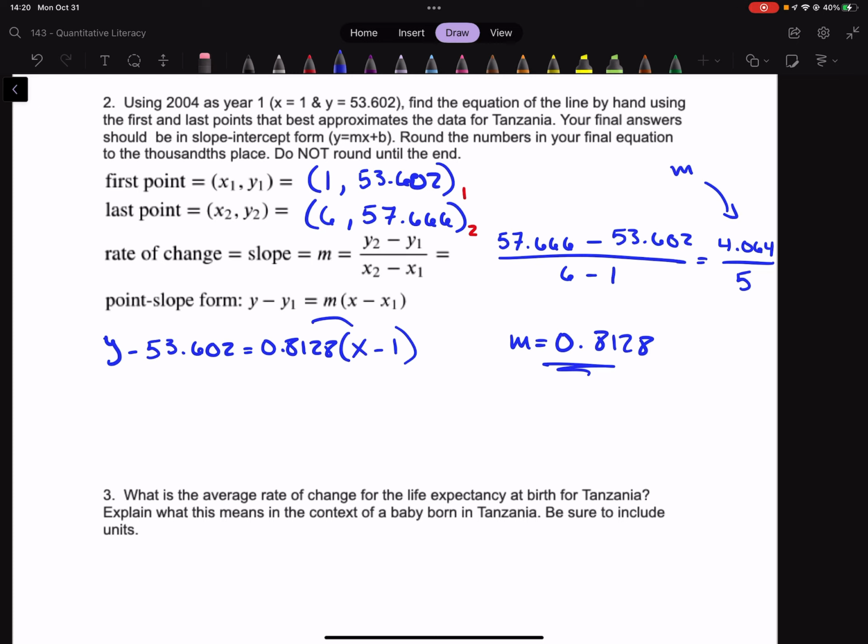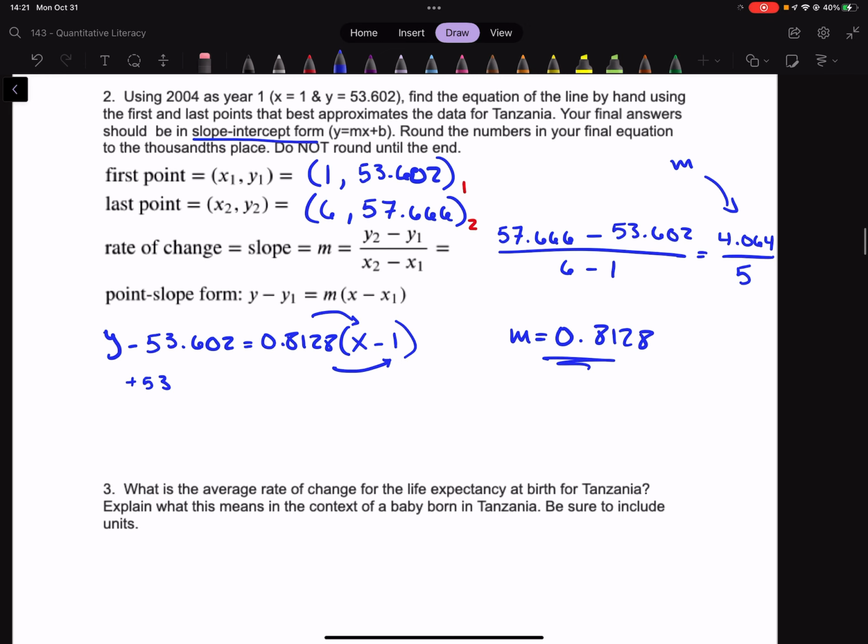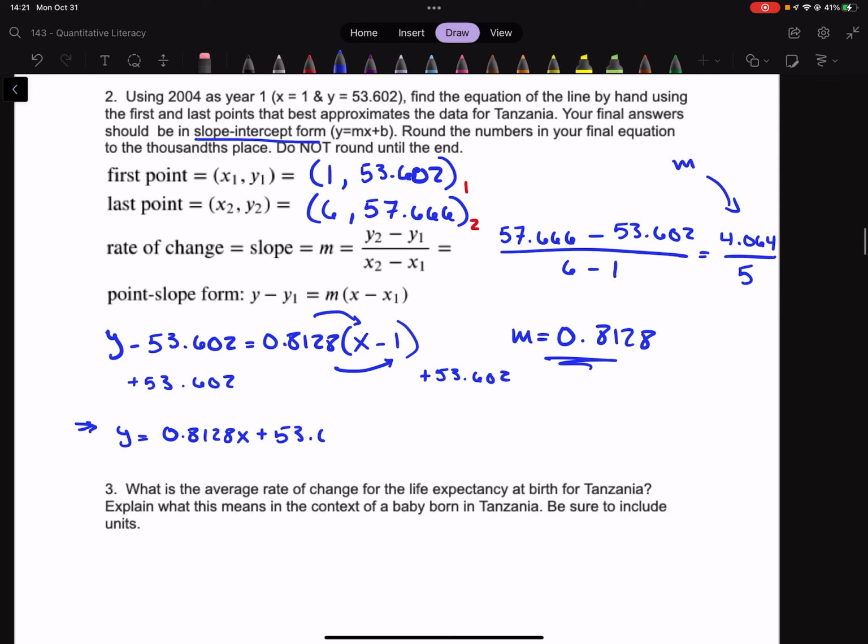So now we just need to distribute this through, and we're going to add 53. Wait, where do they want this in? They want it in slope-intercept form. So we're going to add 53.602 to both sides. So I end up with y equals 0.8128x. That's going to stay the same. Plus 53.602 minus 0.8128. So what's that final equation look like?